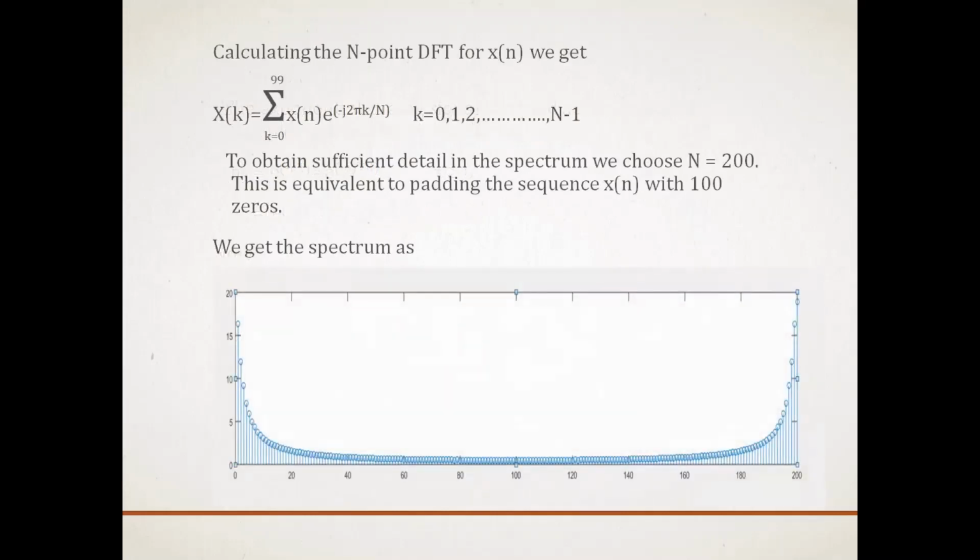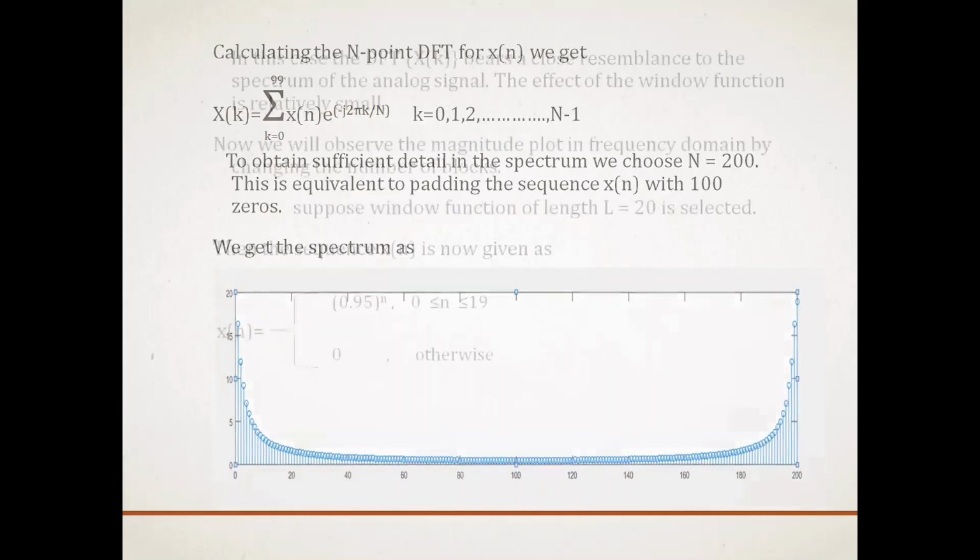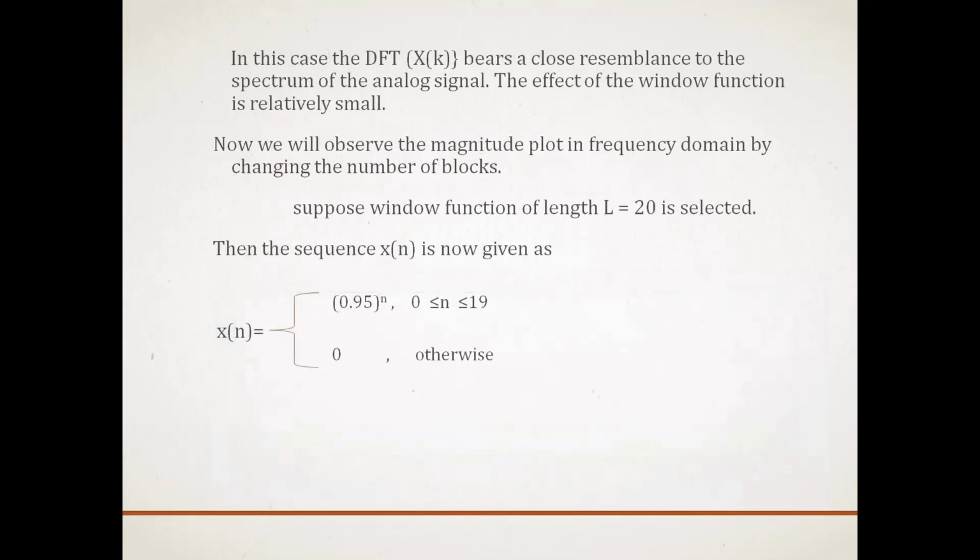Calculating the N-point DFT for x(n), we get X(k) equals the sum for n from 0 to 99 of x(n) e^(-j 2 pi kn/N), where k runs from 0 to N minus 1. To obtain sufficient detail in the spectrum, we choose N equals 200. This is equivalent to padding the sequence x(n) with 100 zeros. We get the spectrum as shown below. In this case, the DFT X(k) bears a close resemblance to the spectrum of the analog signal. The effect of the window function is relatively small.